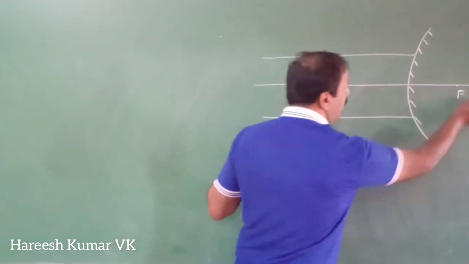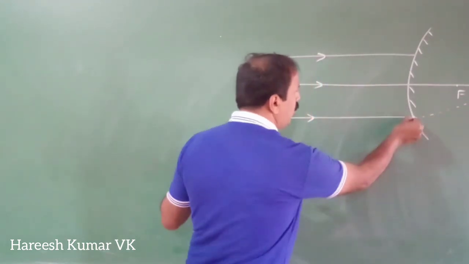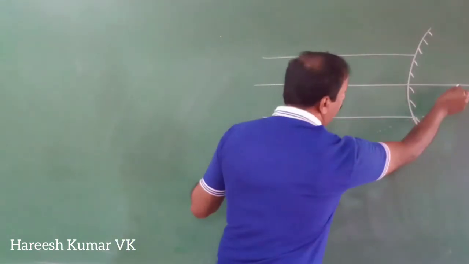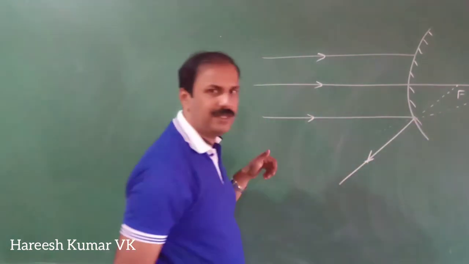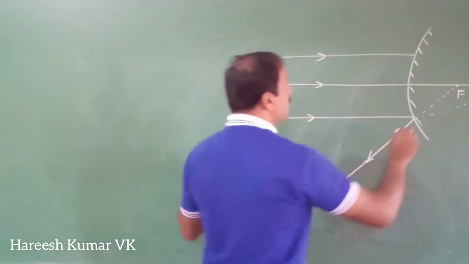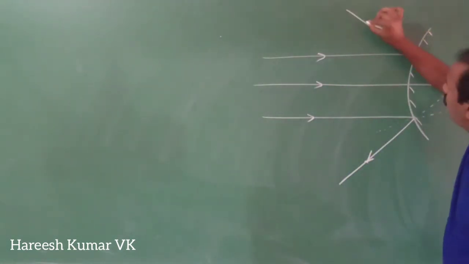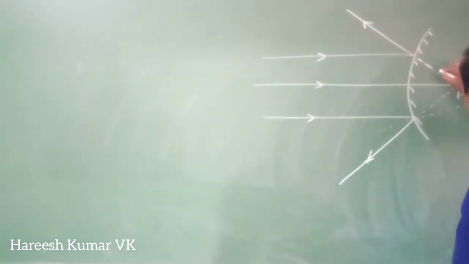So for an easy way, you can draw a dotted line from C to here. This will be the normal. By making the same angle, it will go as if through the focus like this. It will reflect back like this. Here also you can see the same thing. It will reflect back as if it is coming from focus. On your paper it is not seen, so you will make little marks on it.